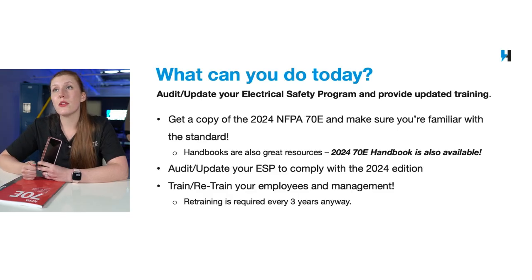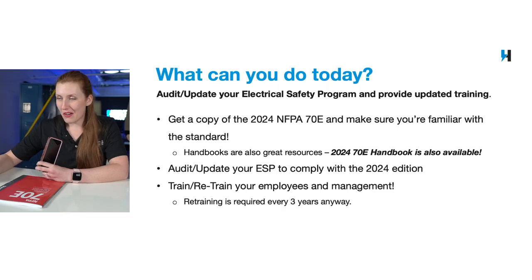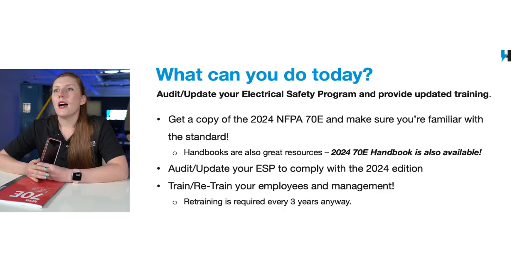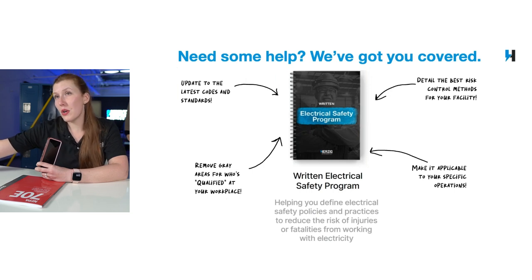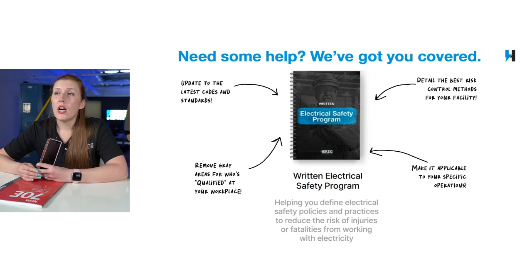Okay, this is required every 3 years anyway, to have training and retraining for all employees, qualified and unqualified, I will point out. So this is a good time to do it. Update your program, train over your requirements, which should then align with the 70E. If you don't know how to do that, don't feel comfortable, aren't totally sure if you did it right, we've got you covered. We can definitely help with that.